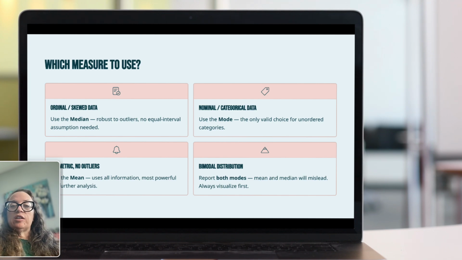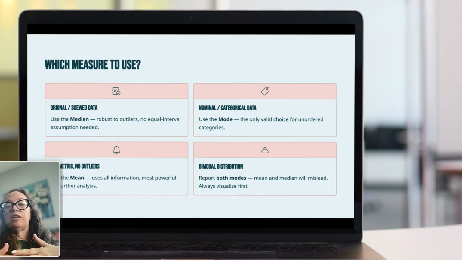For interval data, equal intervals, no true zero, and then ratio data, which is equal intervals plus a true zero, all three measures are technically appropriate. So temperature, IQ scores, reaction times, income. You can compute mean, median, and mode for all of these. But technically appropriate doesn't mean equally useful. So you still need to consider distribution shape and the presence of outliers.